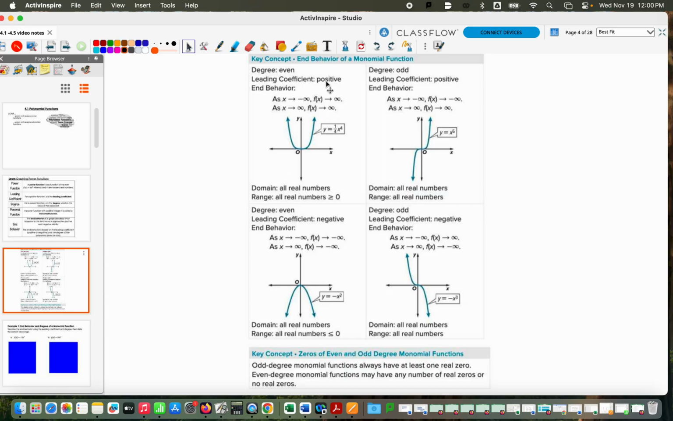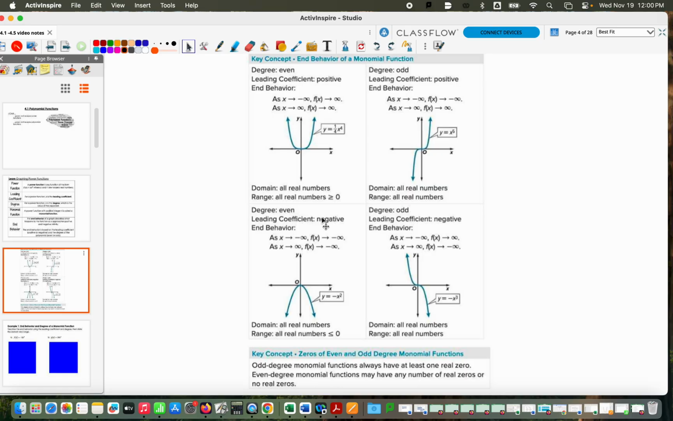If our leading coefficient is positive, like an x squared, or they're showing you 1/4 x to the fourth, it's even and positive, then both ends open up. So as x goes to negative infinity, y goes to infinity, and as x goes to infinity, y again goes to infinity. Both ends are going up. Left side goes up and right side goes up. That's what I mean by where the ends are going.